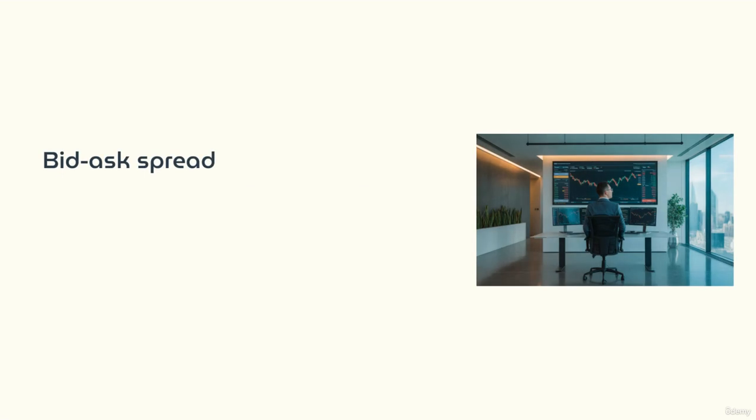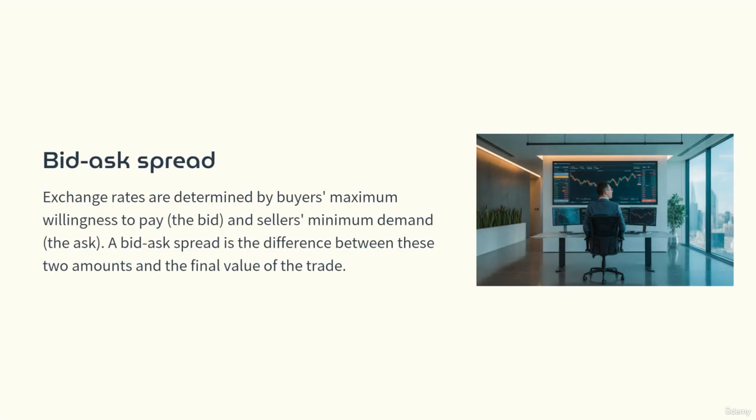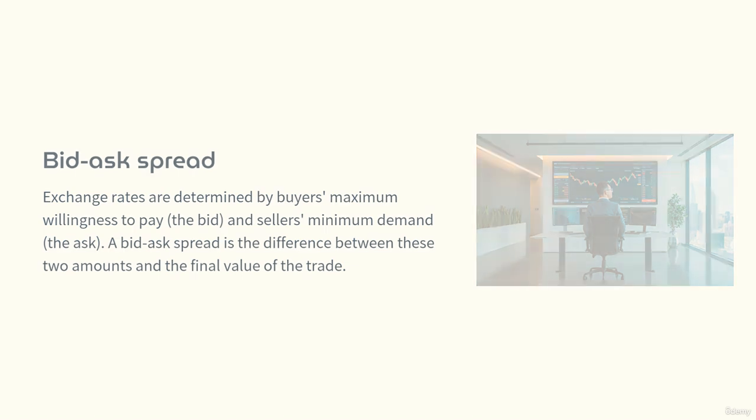Bid-ask spread. Exchange rates are determined by buyers' maximum willingness to pay, the bid, and sellers' minimum demand, the ask. A bid-ask spread is the difference between these two amounts and the final value of the trade.